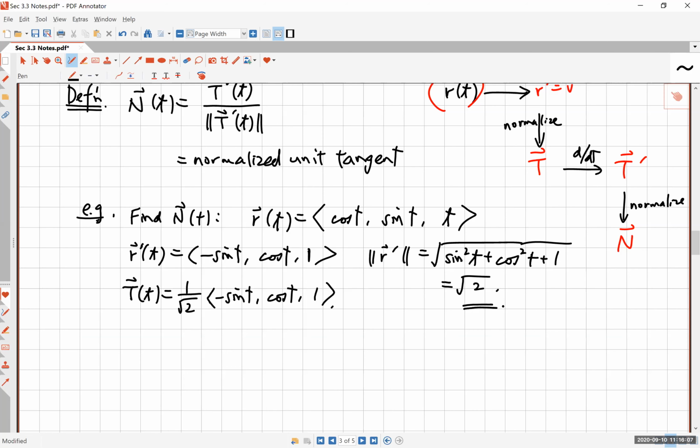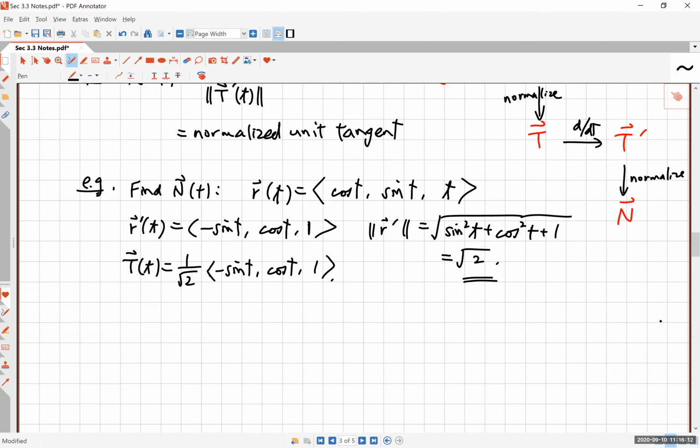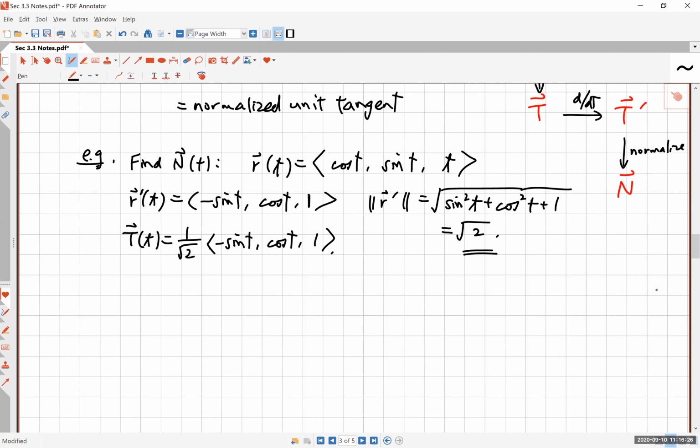It's nice when this is constant, by the way. I'll give you an example when this is not constant, because then taking the derivative of T could be terribly, terribly messy. I don't know if I gave you really messy calculations on your homework. I try to avoid those, but sometimes you may have to do some messy calculations.